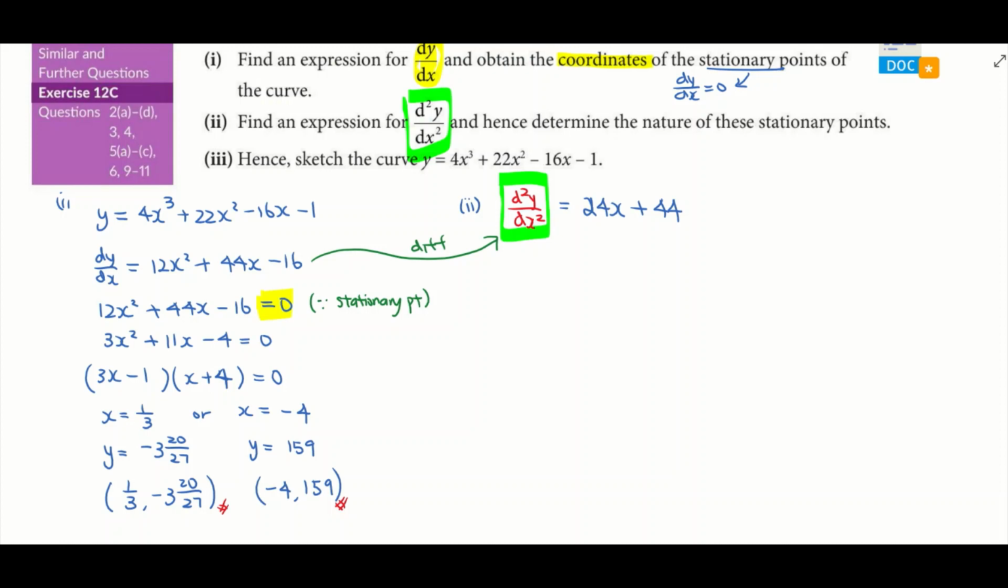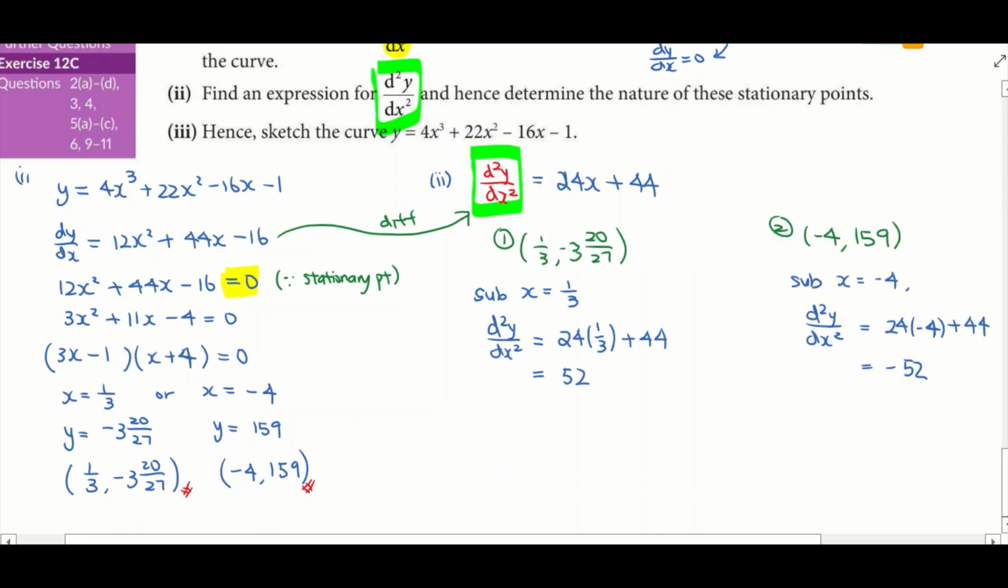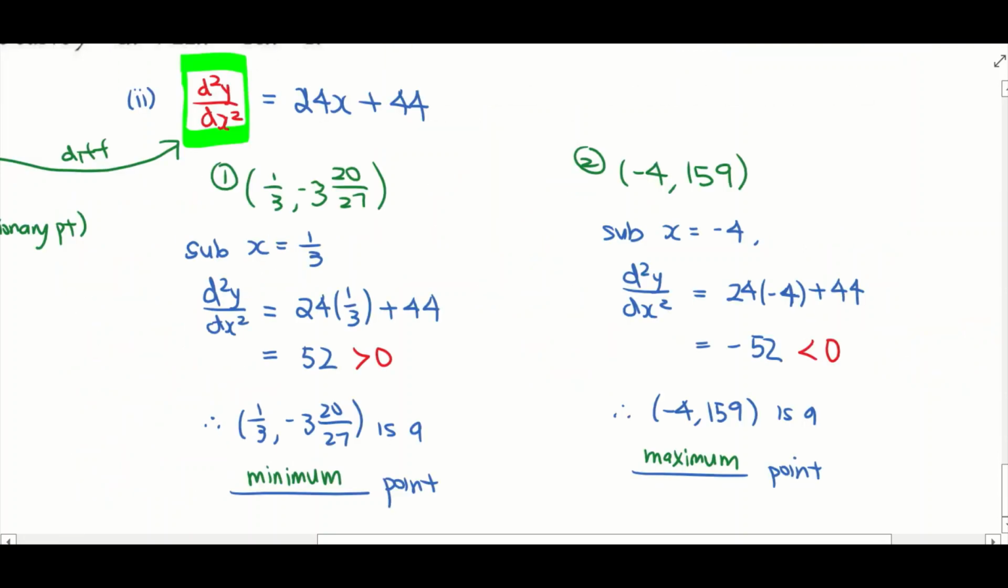Now I'll teach you what the second derivative test is. After you substitute in, you just have to tell me whether the second derivative is positive or negative. Agree with me? First one is positive, second one is negative. So this is just the second derivative test. I have concluded this first point is a minimum, and x equals -4 is a maximum.